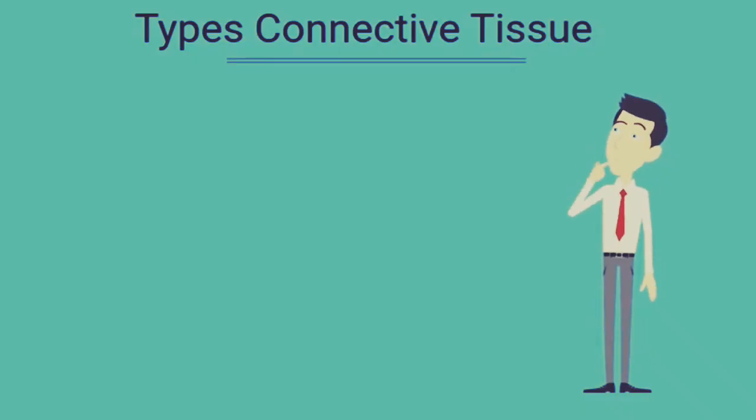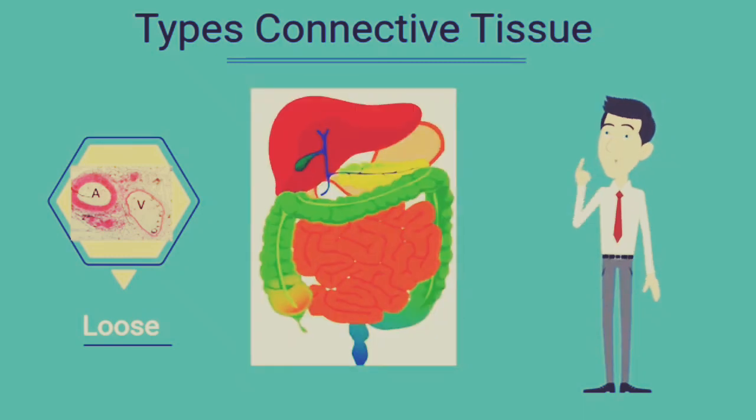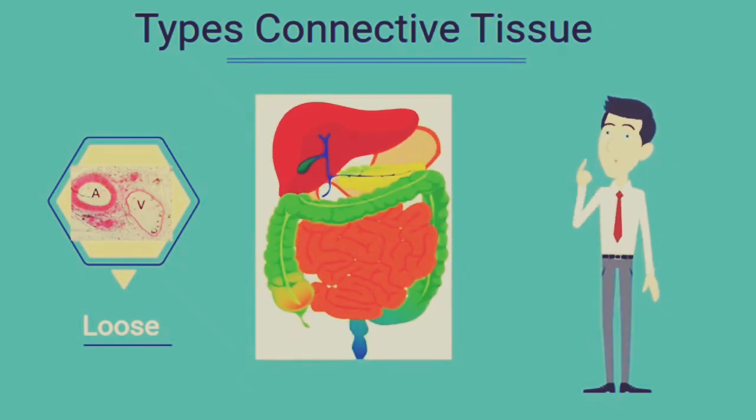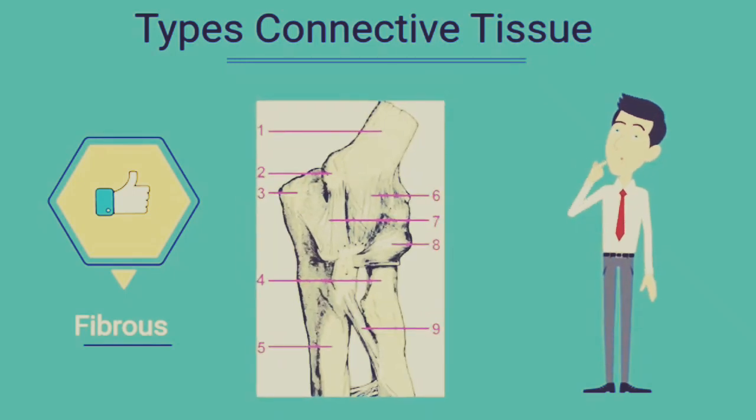There are several different types of connective tissue. Loose connective tissue is composed of collagen and elastic fibers. It is found in and around blood vessels and organs. Next, you have fibrous connective tissue. They have a large amount of collagen and few cells. They are found in tendons and ligaments.